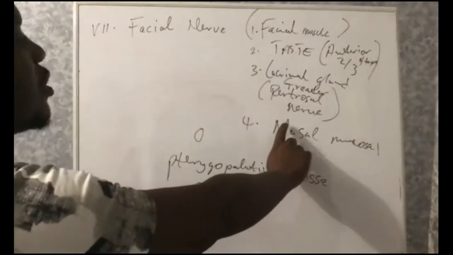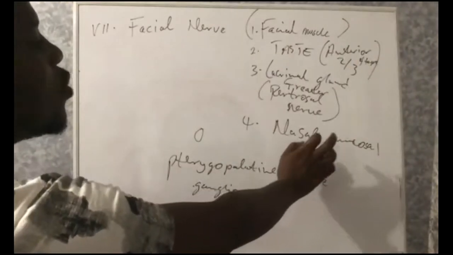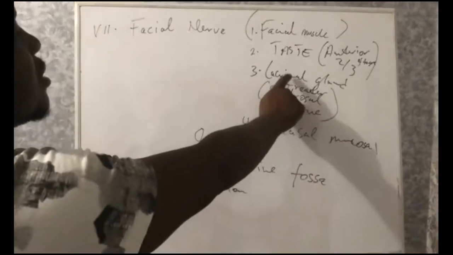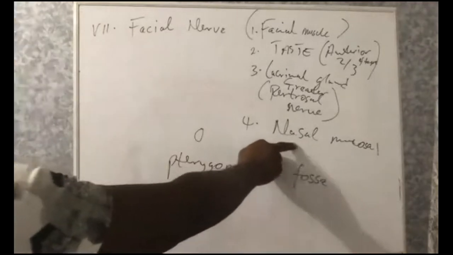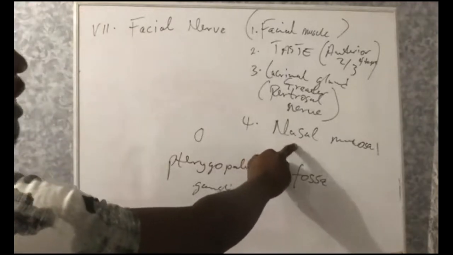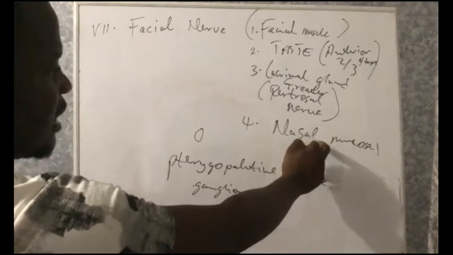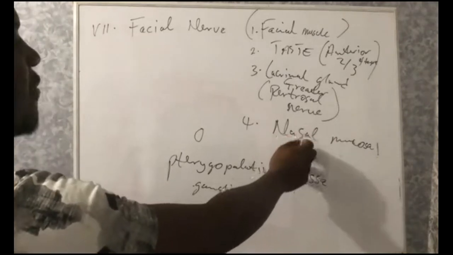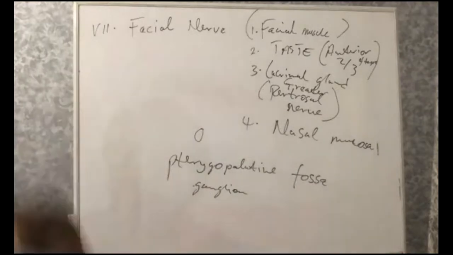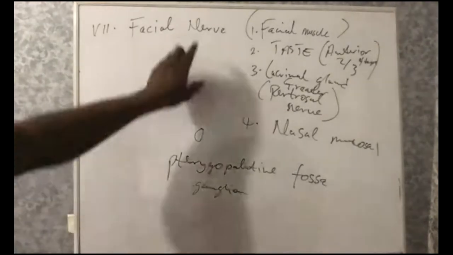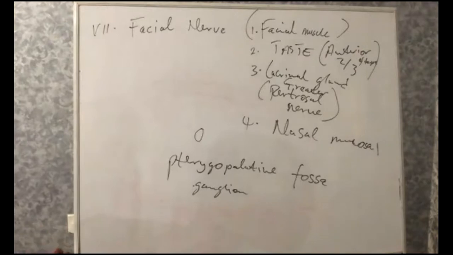Because this greater petrosal nerve is supplying the nasal mucosa and it is still connected to the facial nerve, when there is a problem in the nasal mucosa, if it is an infection, it can damage the nerve, go retrospectively and destroy or affect the facial nerve also. I hope you understand it.